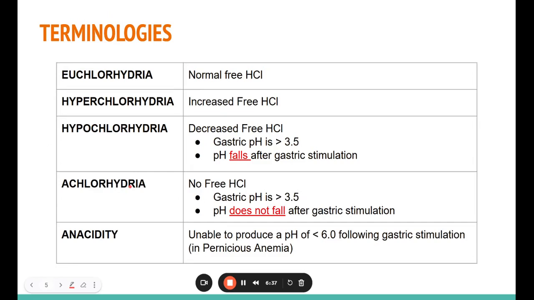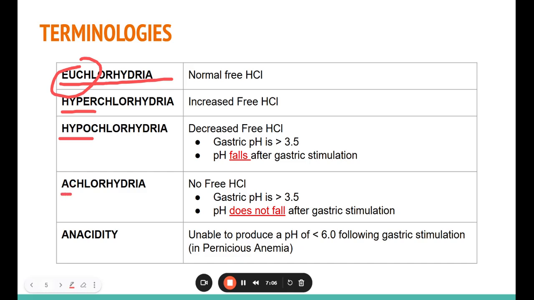Before we proceed, let us take a moment to familiarize ourselves with some key terms that we may come across in our lecture. These terms are actually simple and all refer to HCl production, which can be easily defined using their prefixes. First we have euchlorohydria. U means normal or good or okay, while hyper means increased, hypo means decreased.